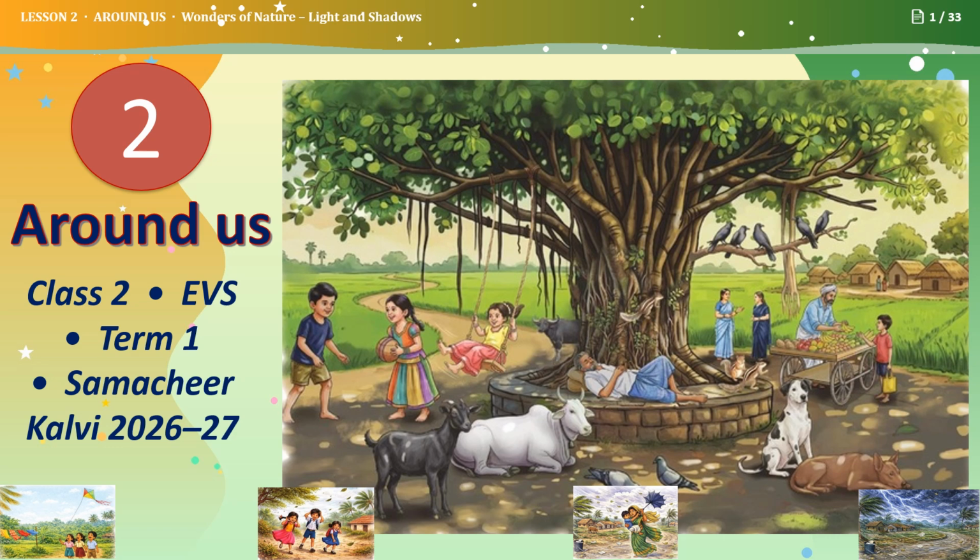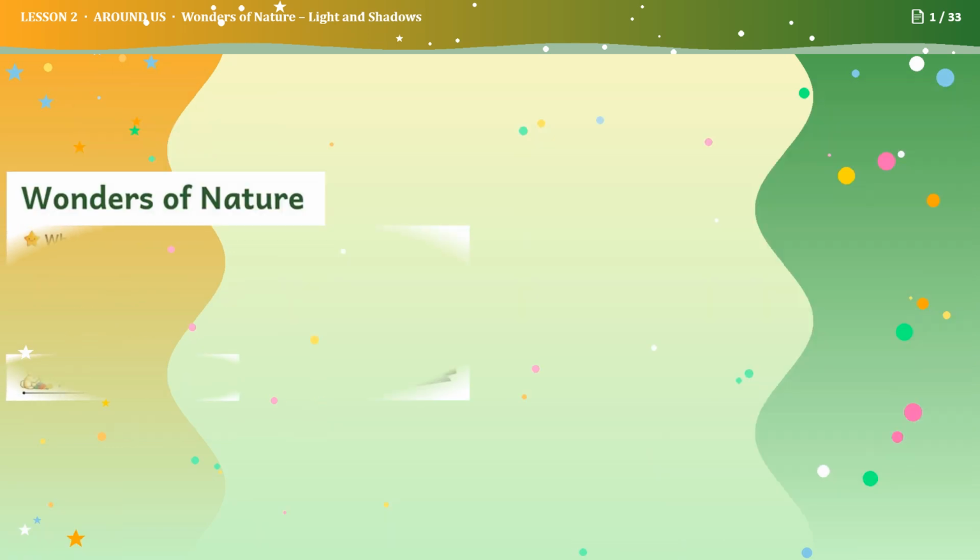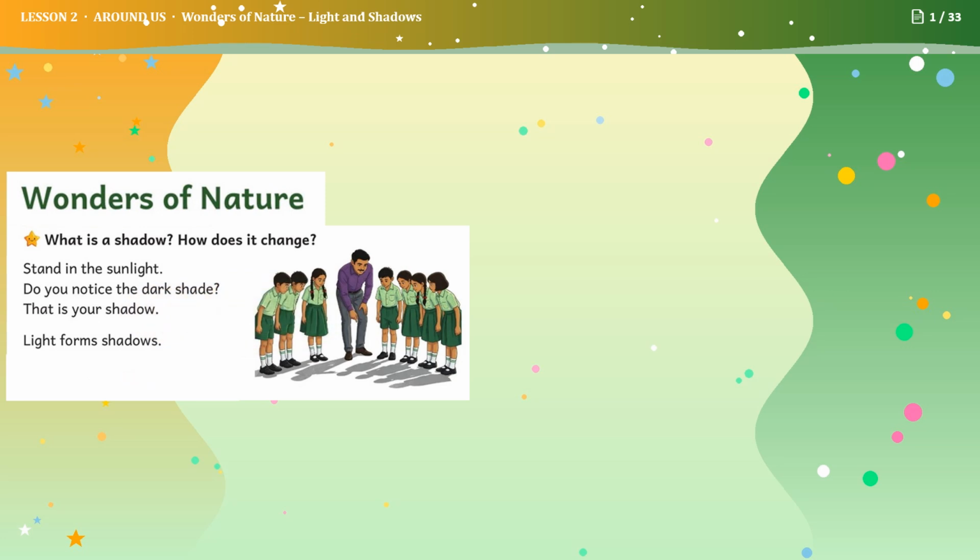Okay, today we are going to do Around Us, Class 2 EVS, Term 1, Samacheer Kalvi 2026-27. Wonders of Nature, Light and Shadow. So in Wonders of Nature, we are going to look at shadow. What is a shadow? How does it change?